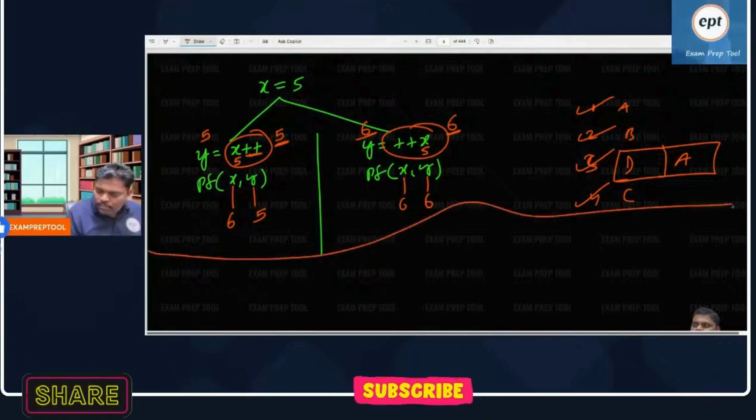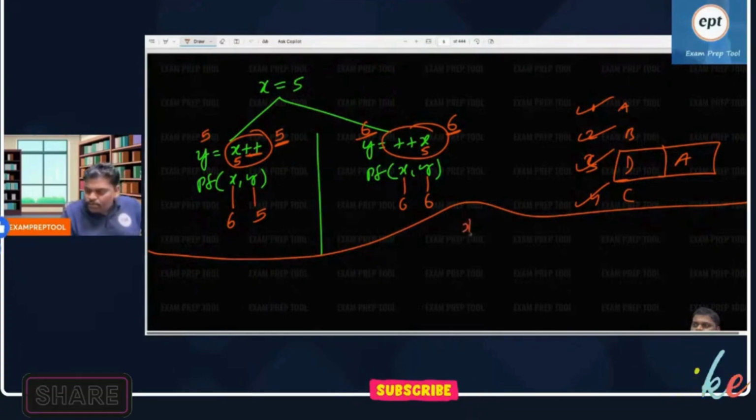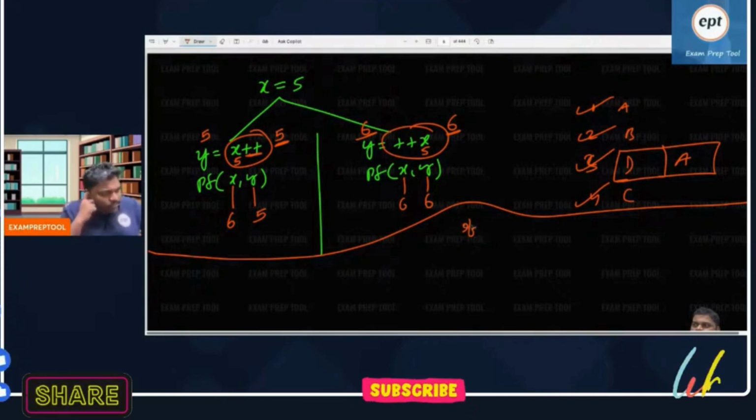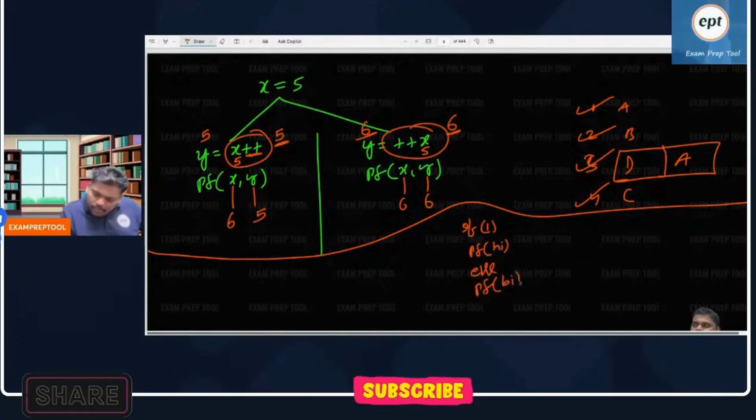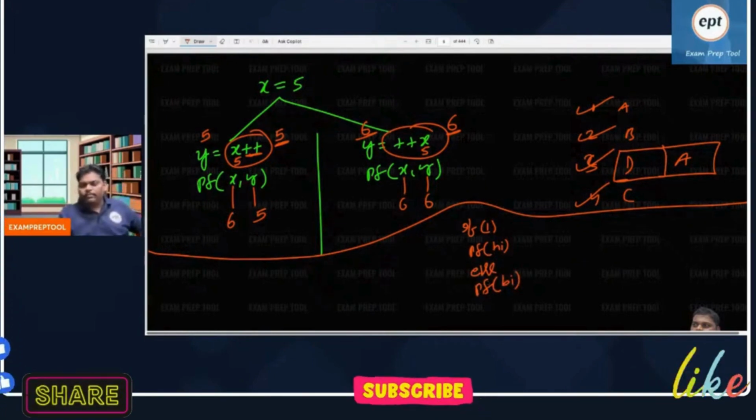Can you see this line? One more small basic point here. Everyone listen, make sure everyone listens. If 1, print high, else print bye. Can you say what it will print?